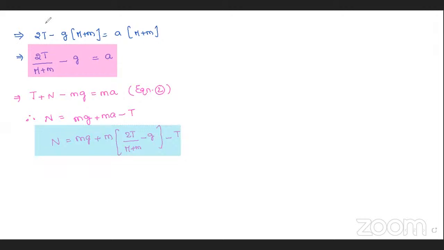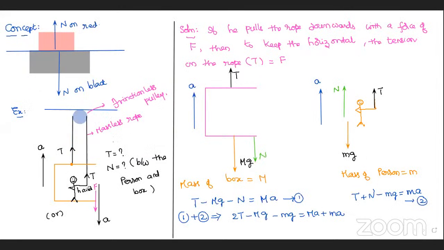Okay. This is the way to solve such types of questions, by considering the normal reactions on both the person and the box. Now, did you understand the importance of the normal reaction here? Do you have any doubts? If you have, you can post or ask.